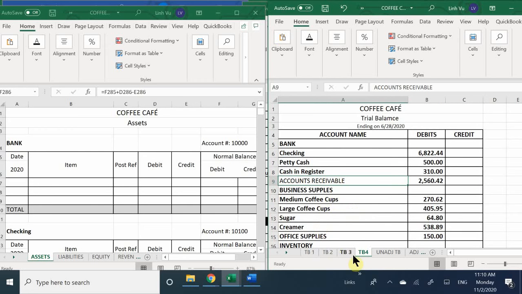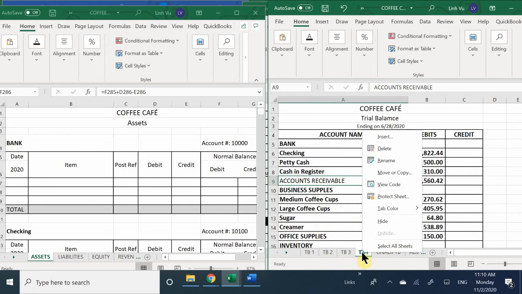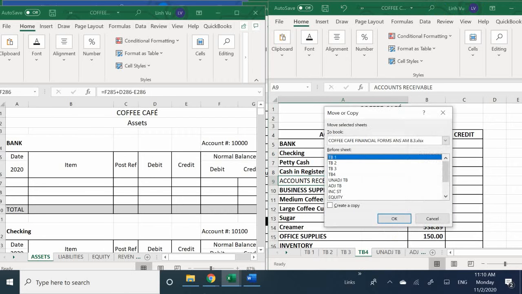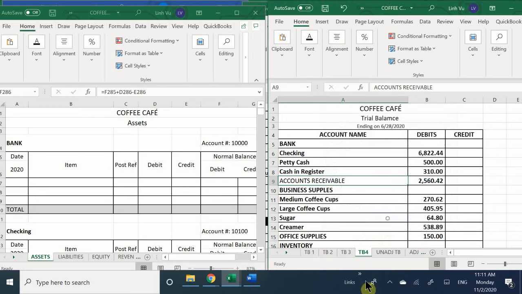All right, nothing new happened. So I'm going to go ahead and make a copy. All right, move or make a copy. So then it's going to give you this window here, because I am currently in my Coffee Cafe financial statements. I want to make a copy of it, and I'm going to place it right above my unadjusted trial balance. All right, and I'm going to click OK.